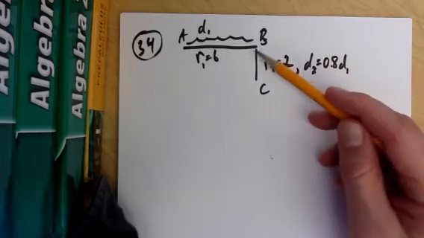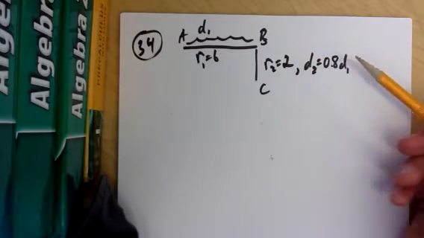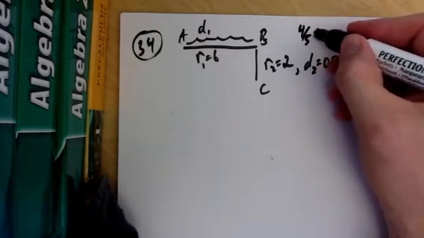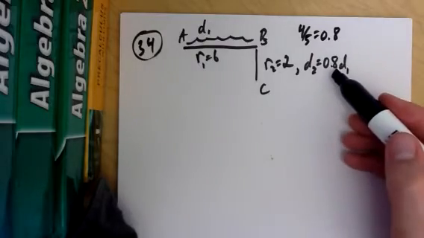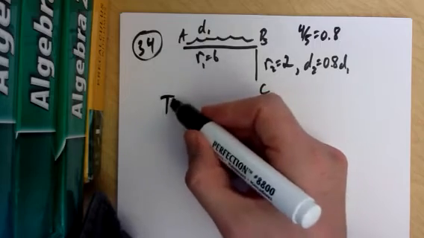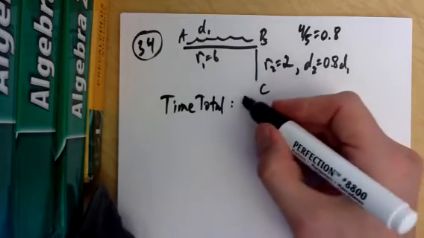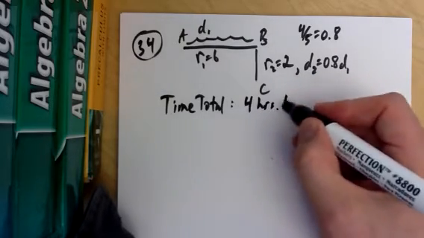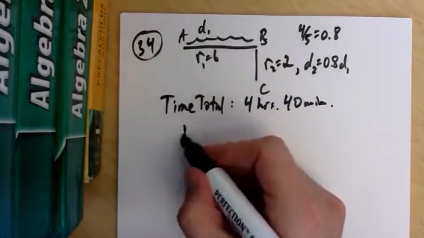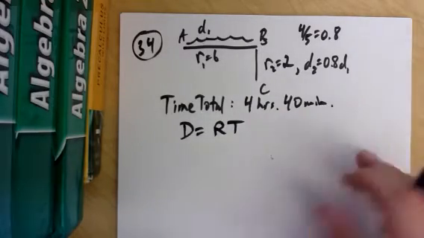This second distance, however, is related to the first distance. It says that it's 4/5 of the first distance, or in other words, 0.8, because you could say that 4/5 equals 0.8, and there you go. You also know that the total time is given. The total time is 4 hours and 40 minutes. The formula, one of the formulas here, is distance equals rate times time.